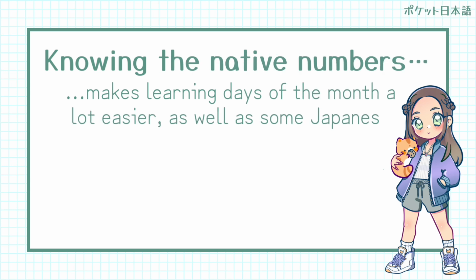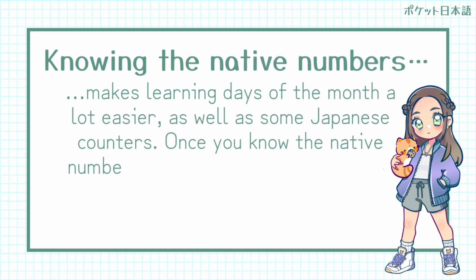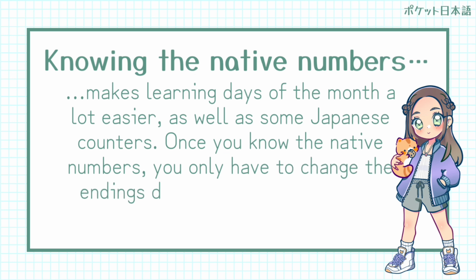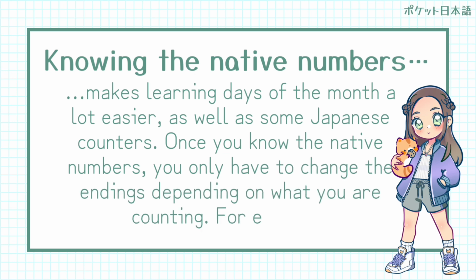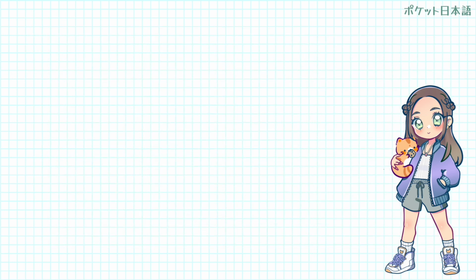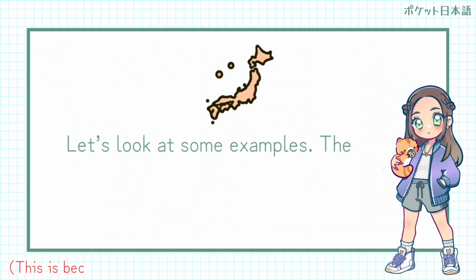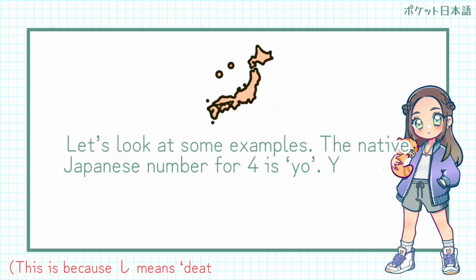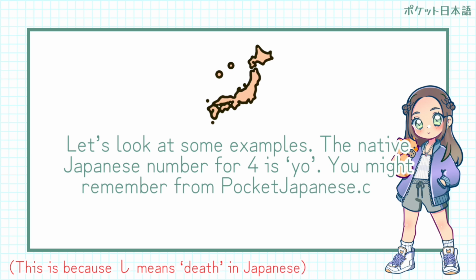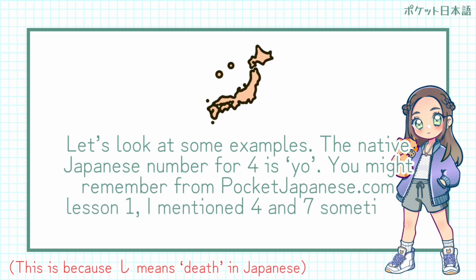Knowing the native numbers makes learning the days of the month a lot easier, as well as some other counters we're going to do later. Once you know the native numbers, you basically just have to change the endings to get different counters. Instead of me just repeating this a million times, let's look at some examples. The native Japanese number for 4 is yo. You might remember this from Pocket Japanese Lesson 1.